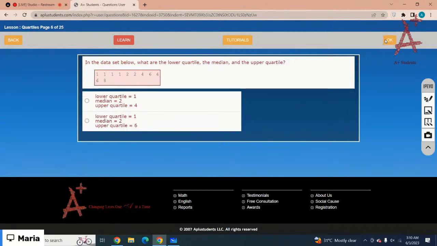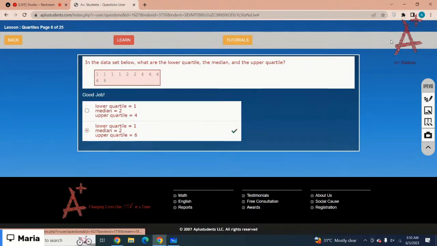Okay, in the data set below, what is the lower quartile, the median, and the upper quartile? So which is the correct option? So the median of the data is 1, 2, 3, 4, 5, 6, 7, 8, 9, 10, 11. 2 is the median. The lower quartile is 1 and the upper quartile is 6. It will be the second option.